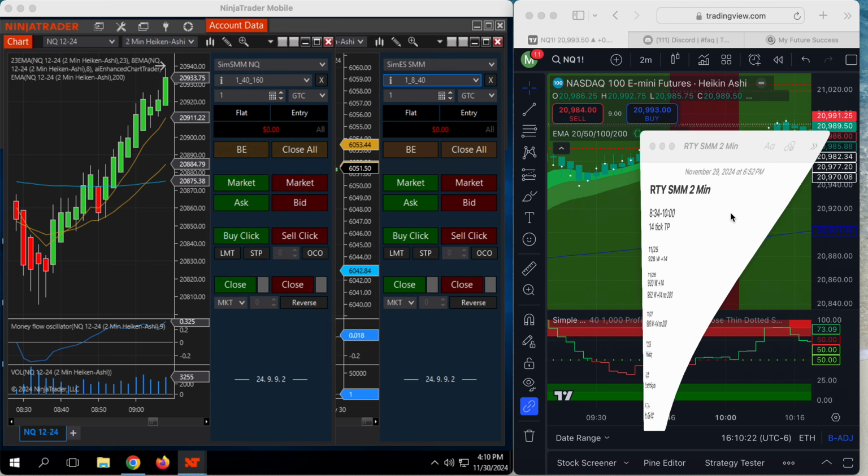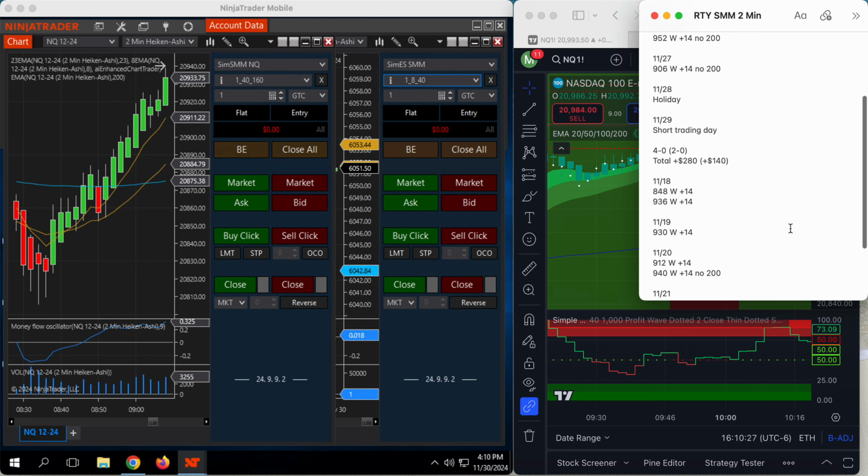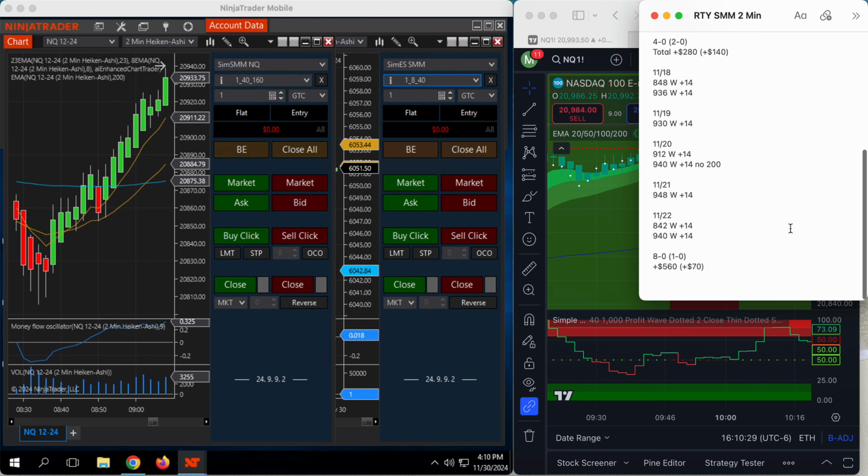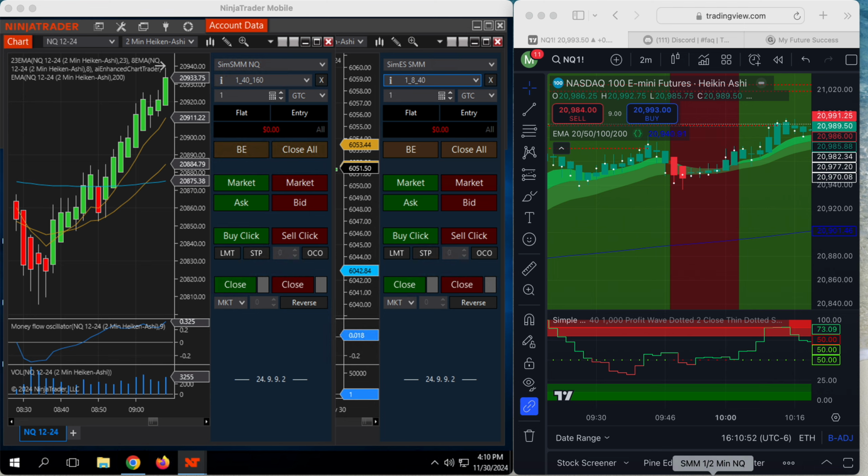Where is RTY? RTY, 14 ticks profit target. This is 2 minutes. So if you just want to stay on a 2 minute chart only and not have to fluctuate on 1 minute, 2 minute, which one's better is kind of subjective. ES, RTY, and YM. Or if you're not sure on the NQ and you always want to stay on 2 minute, and you feel like it's going to be a potentially 1 minute day, then just don't trade it. Let's see, where is the ES?